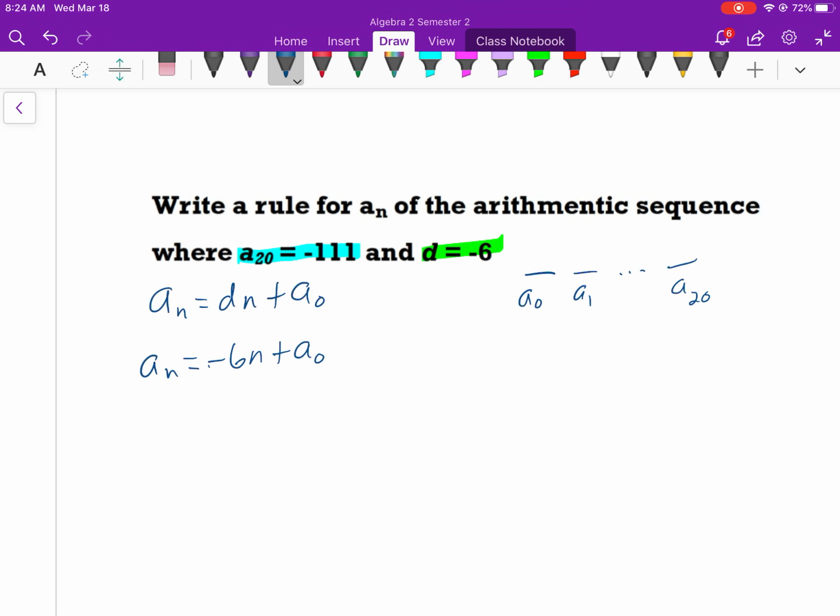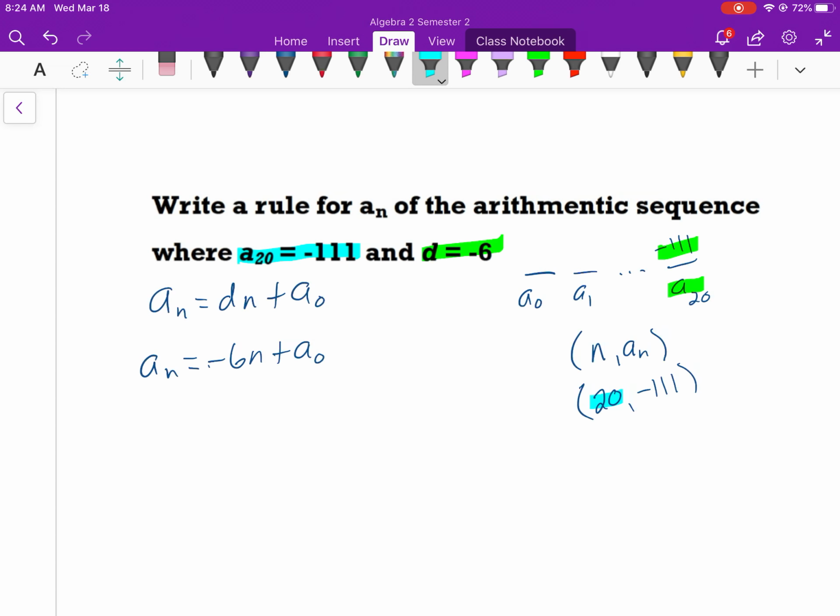Way down the row, negative 111. So, again, what we can do, since this is linear in nature, I can think of that point as a point, n, a sub n. If I think of this point here as an ordered pair, n, which is 20, and a sub n, what the actual term is, negative 111.